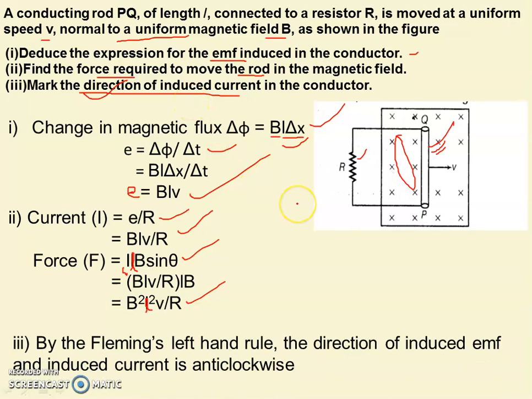Now the last one is the direction of induced current. See what is happening. A current carrying wire moving in a magnetic field is experiencing a force, right? Now we have to pull it against the force, right? So as per Fleming's left hand rule, the direction of current will be anti-clockwise in the circuit, right?